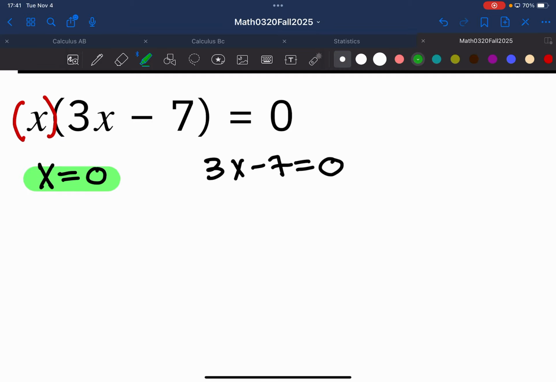So that means this one is already solved. I don't have to do anything else but say that x is equal to 0. Okay. Go ahead and take a minute and solve the next one.